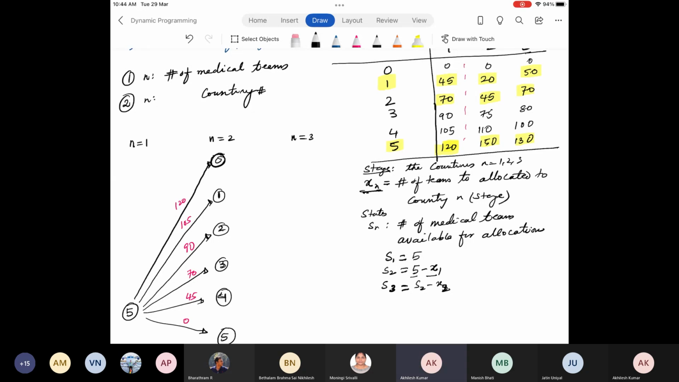Now coming to n equals 3. Can you tell me the number of states? What are the various possible values S3 can take? Don't think too much. Again, 0 to 5. Think of it as there is a possibility that I have not allocated anything to country 1 and nothing to country 2. So again, it will be 0 to 5. Fair enough?